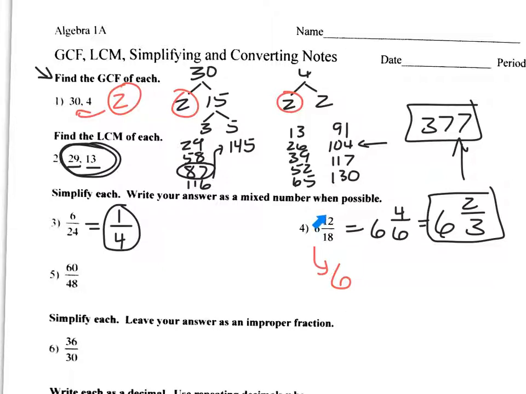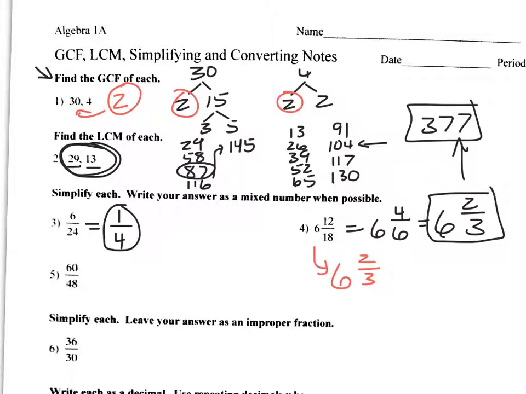If I'd done it correctly at the beginning, what I would have recognized is 6 goes into 12 and 18. 6 goes into 12 2 times. 6 goes into 18 3 times. And I would have saved myself an extra step there. So sometimes you may not know the GCF right off the bat, but it helps if you do because it saves you time and number of steps.